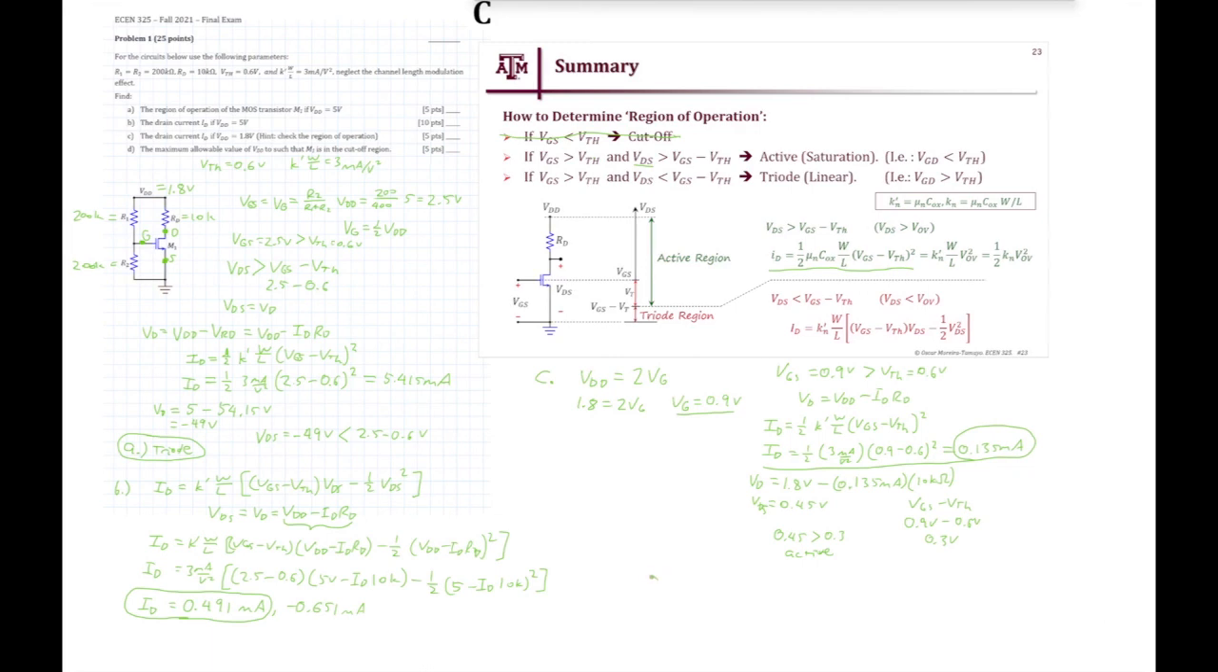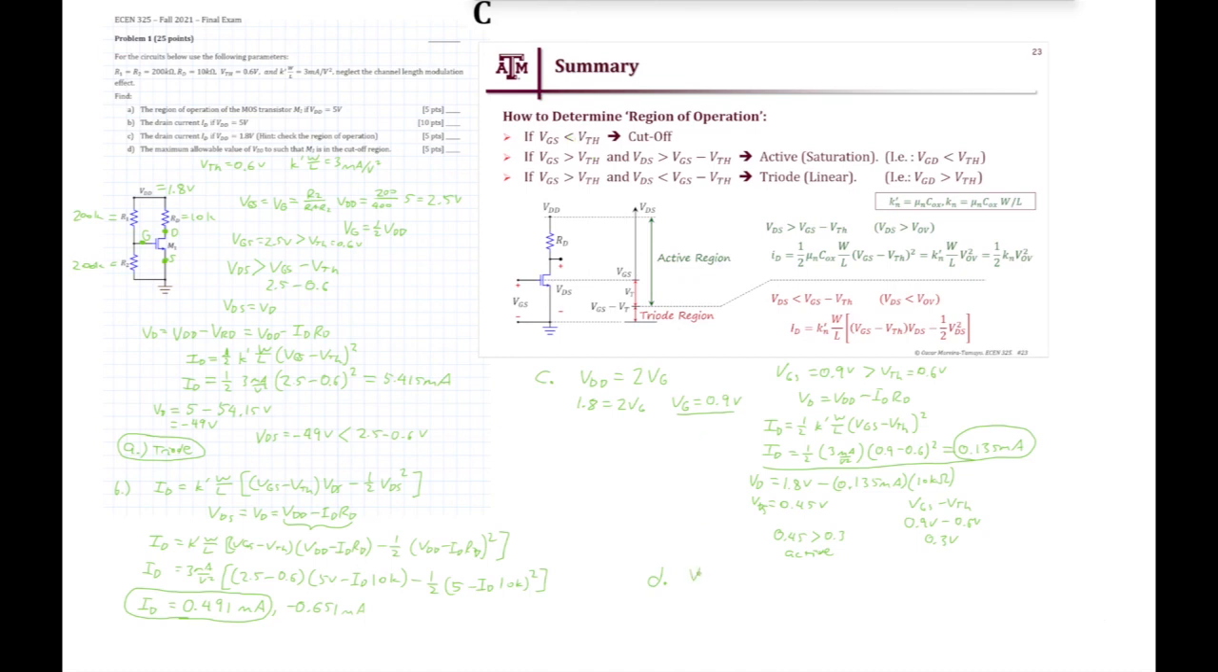Okay, lastly, let's move on to part D. Okay, let me go ahead and erase this real quick. Okay, part D is asking us to find the maximum allowable value of VDD such that M1 is in the cutoff region. Okay, so this is basically saying we are right in between the cutoff and the triode region of activation. So what that means is our VGS has to be equal to VTH.